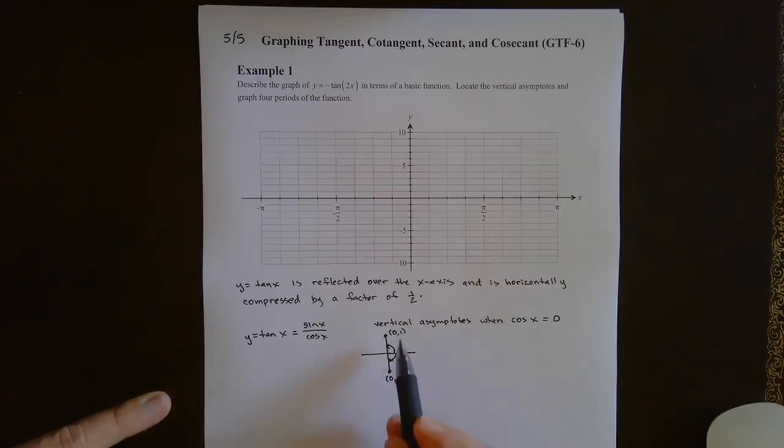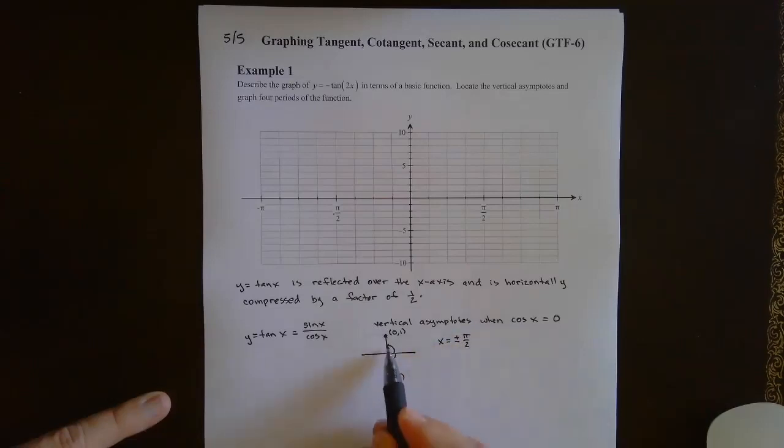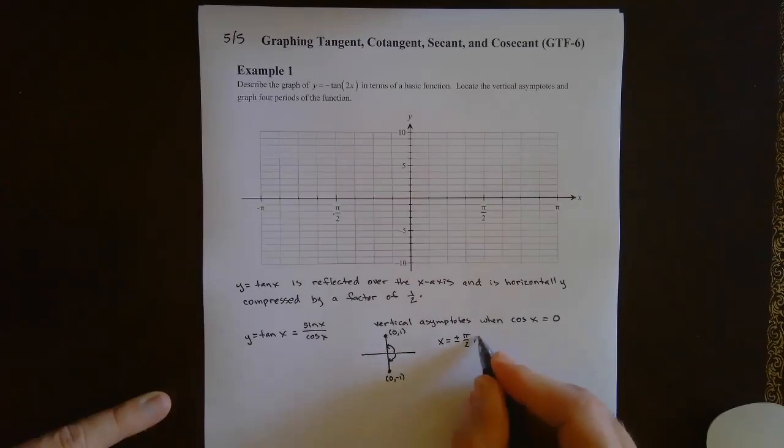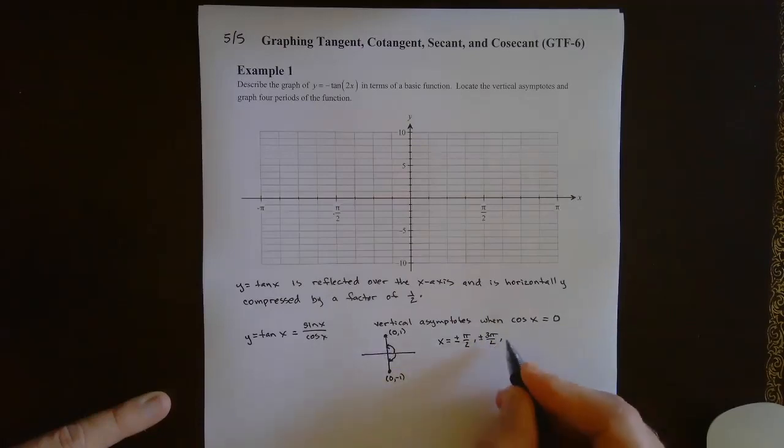So we would have vertical asymptotes if we land here or here, okay? So that means x would equal plus or minus pi over 2. Okay, if we keep going this way, that'd be positive 3 pi over 2. If we go this way, negative 3 pi over 2. So plus or minus 3 pi over 2. We could keep going around, and if you notice, it's every odd pi over 2. So plus or minus 5 pi over 2.